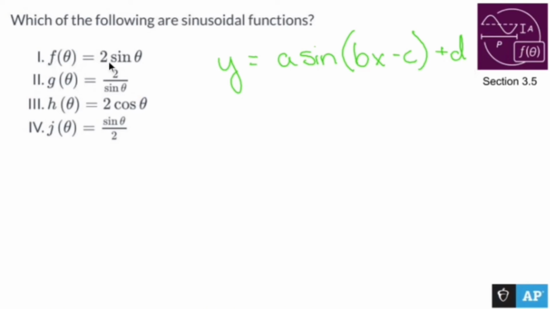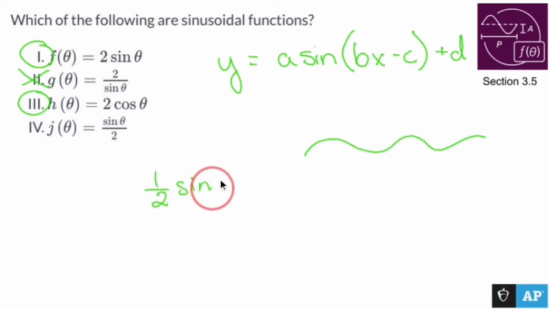Now, if you look at 1, 2 sine theta is just that, where A is 2, and B and C or D don't really matter. So 1 is an option. What you don't see is sine being in the denominator. This will not give you a regular old sinusoidal function that looks like this. So not 2. 3 technically is, because cosine is sinusoidal. And 4 here is the same thing as 1. You can write it out as 1/2 sine theta. So everything here except for 2 is good to go for sinusoidal functions.